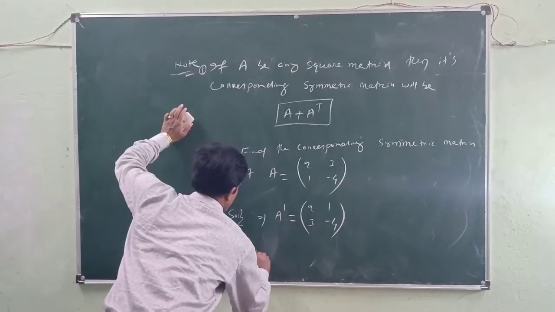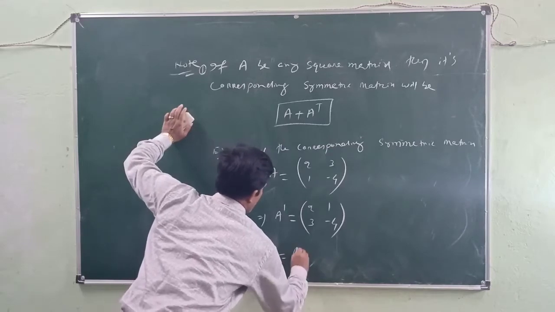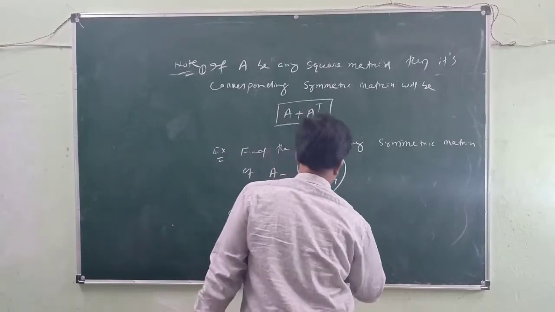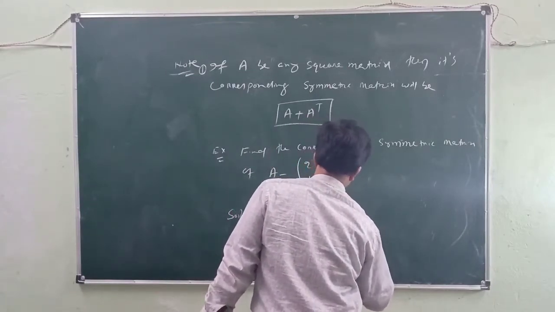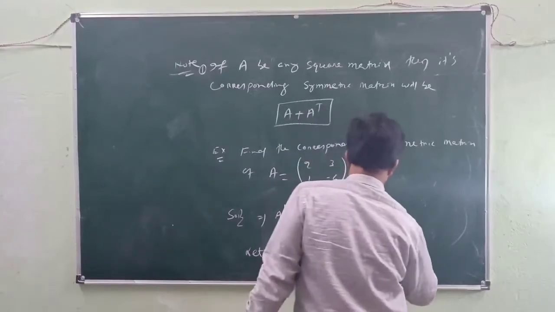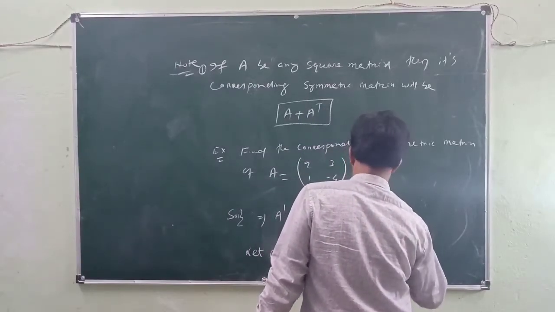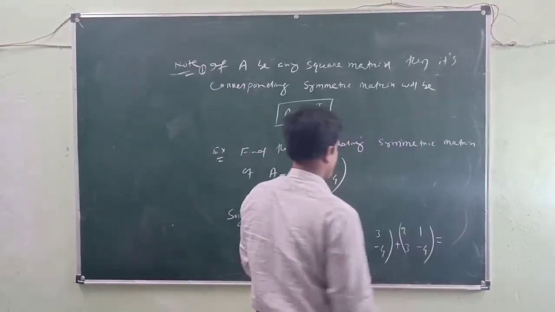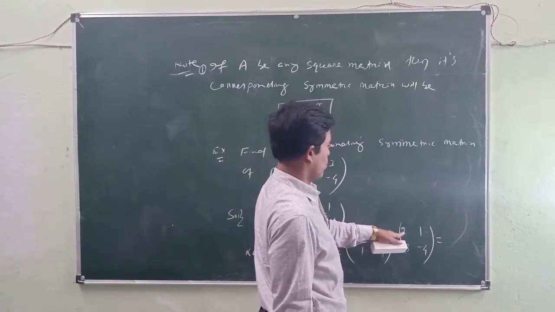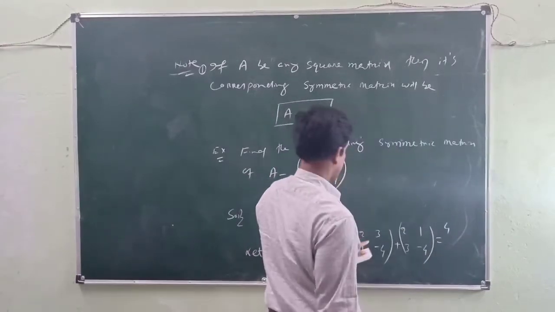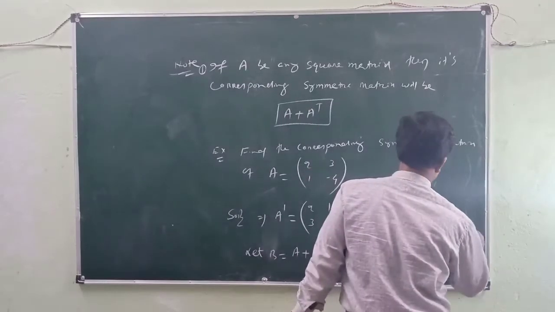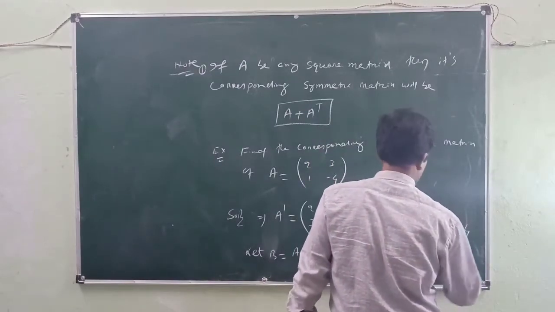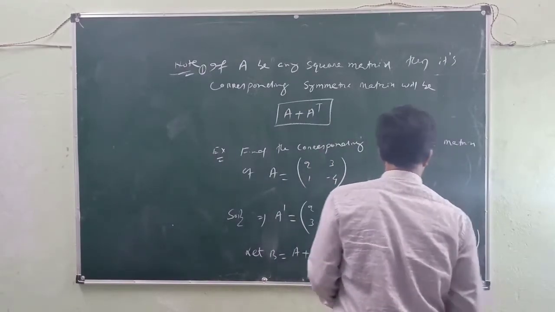Let B equal A plus A transpose. Then it will be the value of A, which is 2, 3, 1, minus 4, plus A transpose, 2, 1, 3, minus 4. Then we will add these two matrices. Here 2 plus 2 is 4, 3 plus 1 is 4, 1 plus 3 is 4, and minus 4 minus 4 is minus 8.